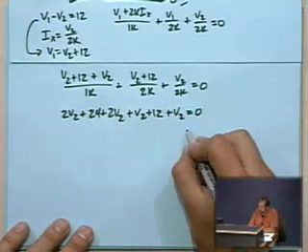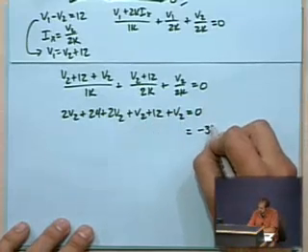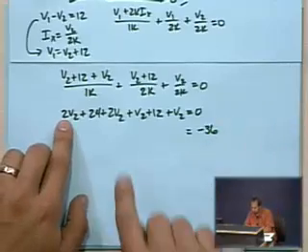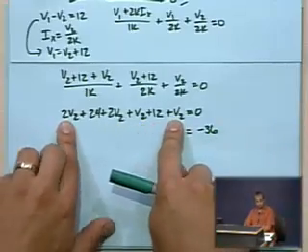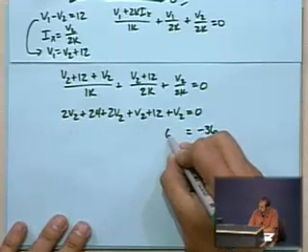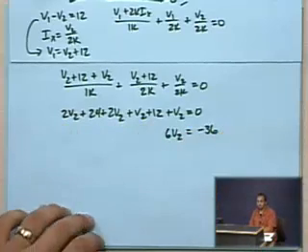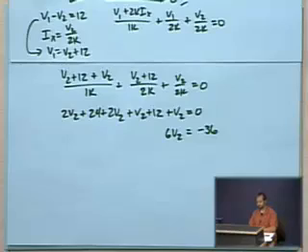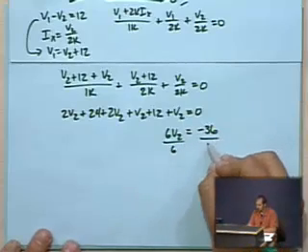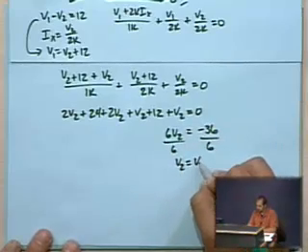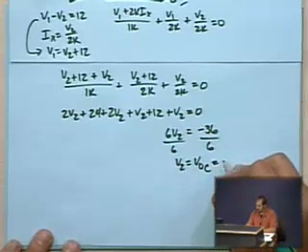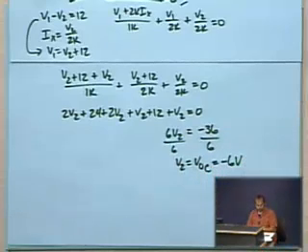So get the constants over on one side, that's negative 36. And we've got 2, 4, 5, 6 V2s. So 6 V2 equals negative 36. Divide both sides by 6, and we get V2, which is the same as our open circuit voltage, is negative 6 volts. A lot of work there.